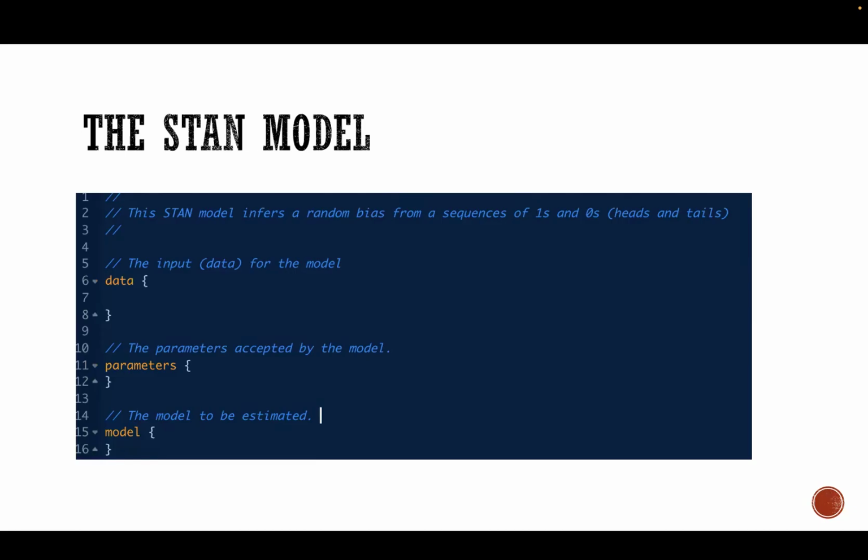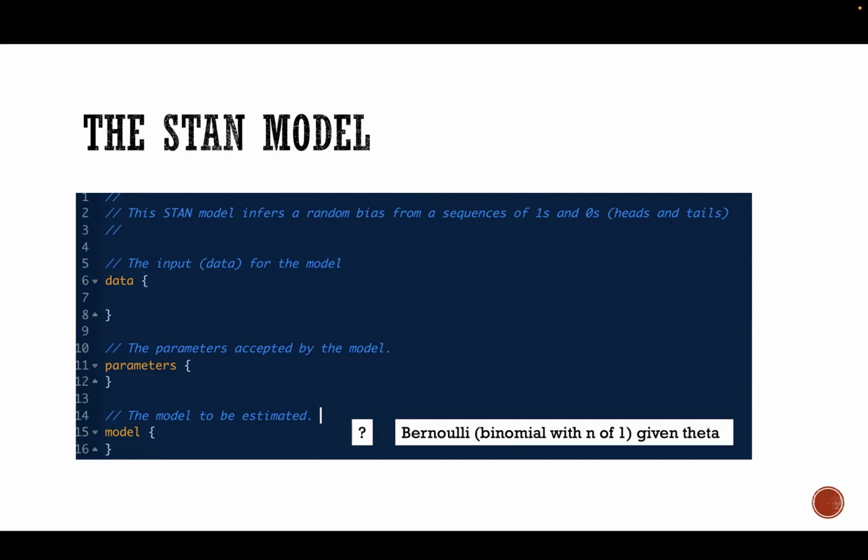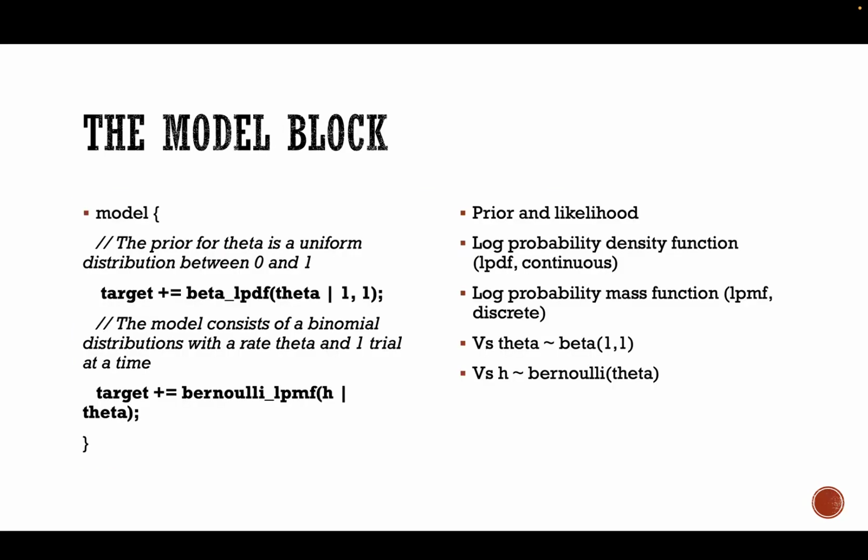Then we have the model, and I can rush it. So the model is a Bernoulli distribution, that is a binomial distribution with an n of 1, in which the choice is determined by theta. We write it as target plus equals beta log probability density function, in which we're trying to estimate the parameter theta, given our prior values of alpha equals 1 and beta equals 1. This is our prior.